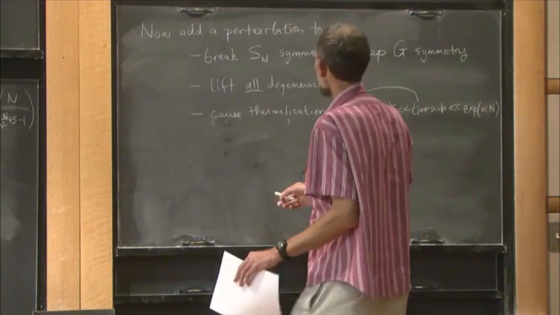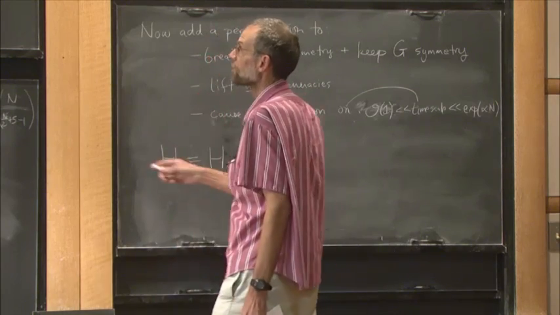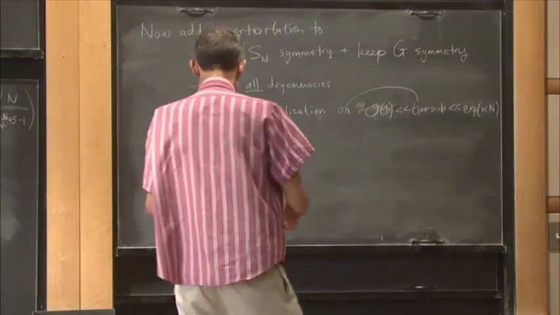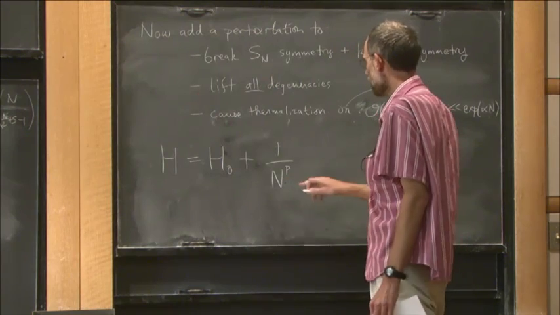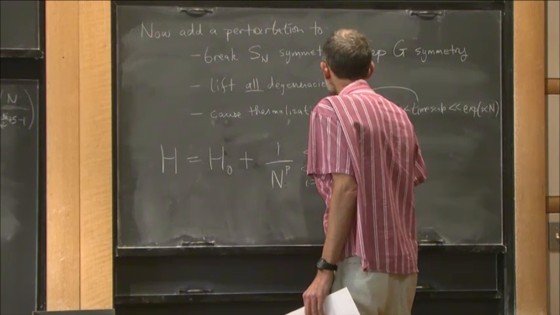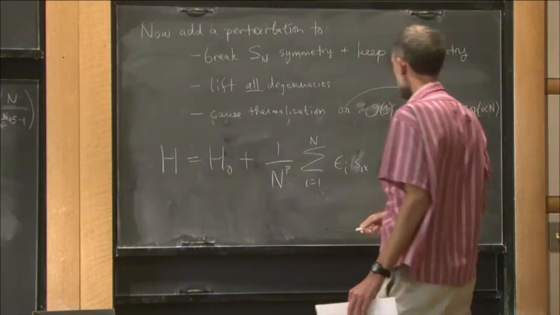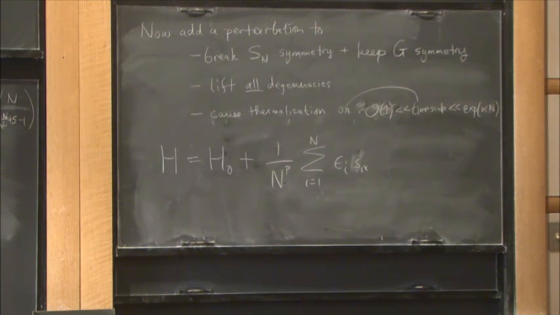Okay. And so what I'm going to add is this. H is equal to H naught plus, what I'm going to do is take this transverse field here and make it slightly random. And I'm going to add to it a term that vanishes in the limit of large n: sum i equals 1 to n, epsilon i, little s i x. So for each of these transverse fields on each spin, I'm making them slightly different from spin to spin. So that breaks this symmetry, right?